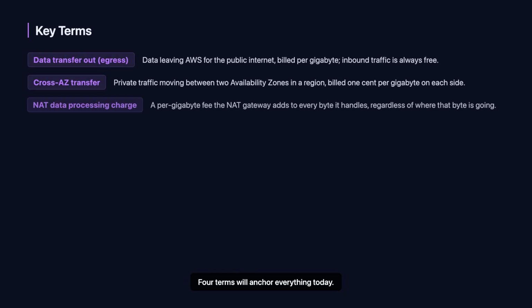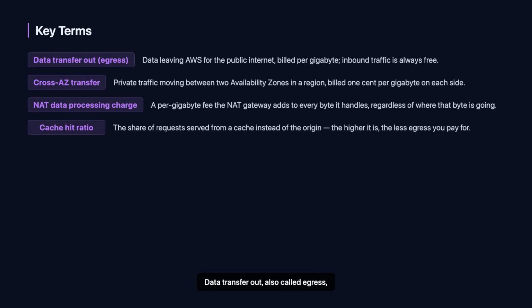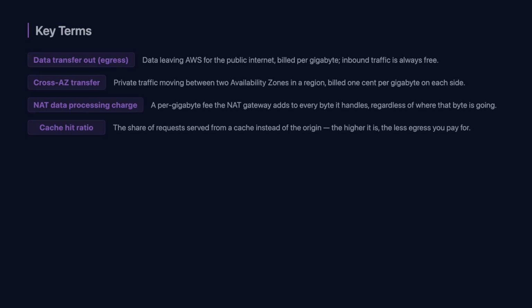Four terms will anchor everything today. Data transfer out, also called egress, is data leaving Amazon Web Services for the public internet, and it's billed per gigabyte, while inbound is always free. Cross-AZ transfer is private traffic hopping between two availability zones, and it bills on both sides. The NAT data processing charge is the per gigabyte fee a NAT gateway adds to every byte it touches, no matter the destination. And cache hit ratio is the share of requests served from a cache instead of the origin. The higher that number, the less egress you pay for.